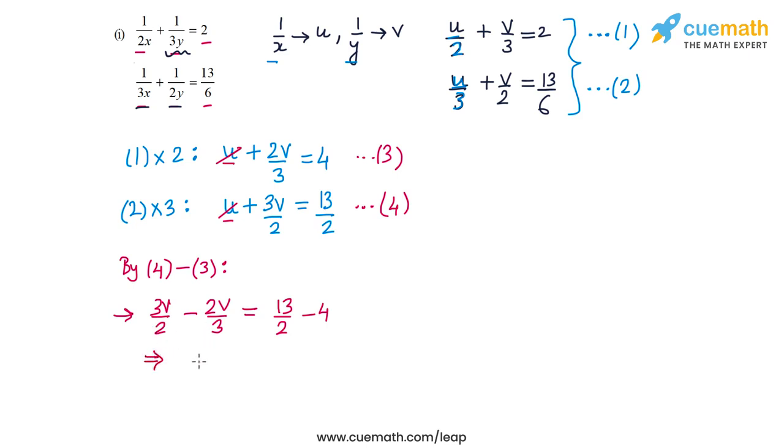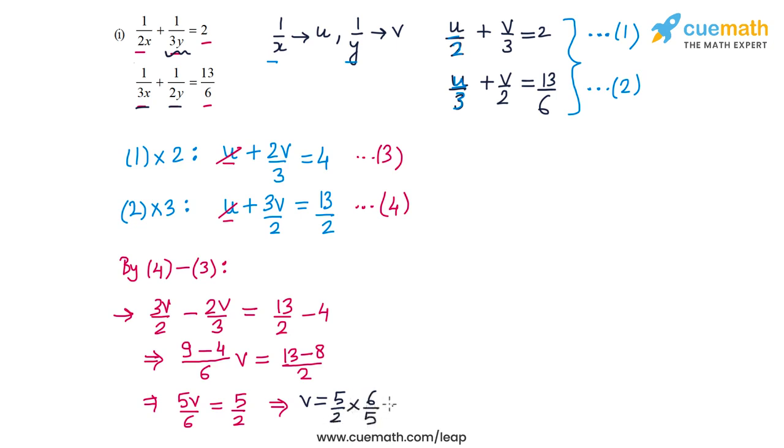So 3v by 2 minus 2v by 3 will be equal to, denominator 6 and numerator 9v minus 4v, is equal to 13 minus 8 by 2. So I've just taken LCMs and combined the terms. So this gives us 5v by 6 is equal to 5 by 2, and from here we get v equal to 5 by 2 into 6 by 5, and this is equal to 3. So v is equal to 3.